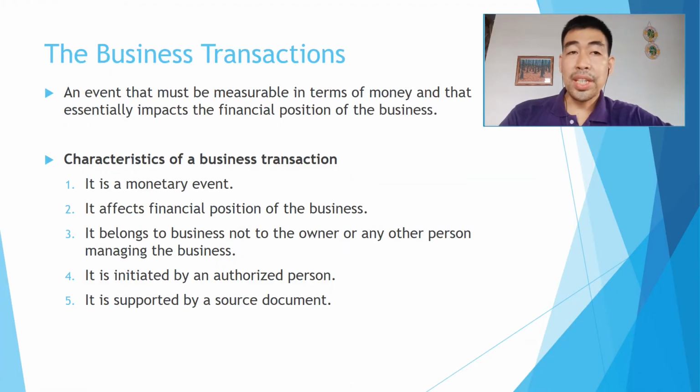The second thing that we need to familiarize is the business transactions. These are events that must be measurable in terms of money and that essentially impact the financial position of the business. There are 6 characteristics of a business transaction. It is a monetary event. It affects the financial position of the business. It belongs to the business, not to the owner or any other person managing the business. It is initiated by an authorized person, and it is supported by a source document.